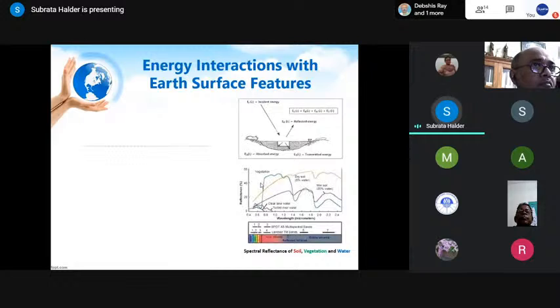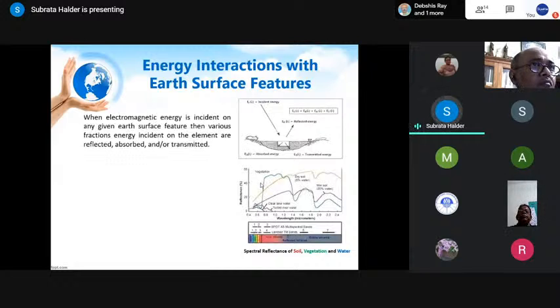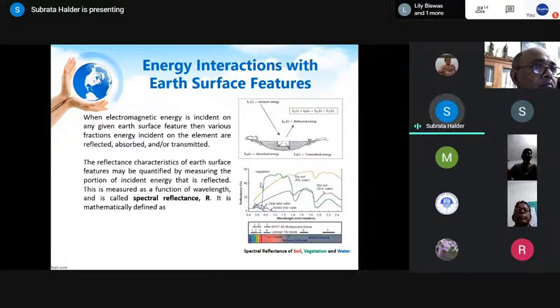Energy interaction with Earth surface features. When electromagnetic energy is incident on any given Earth surface feature, various fractions of the energy incident on the elements are reflected, absorbed, and/or transmitted. The reflectance characteristic of Earth surface features may be quantified by measuring the portion of the incident energy that is reflected. This is measured as a function of wavelength, and it is called spectral reflectance, that is R.